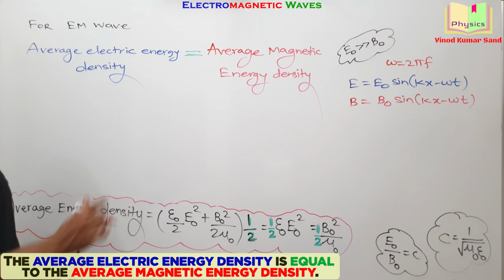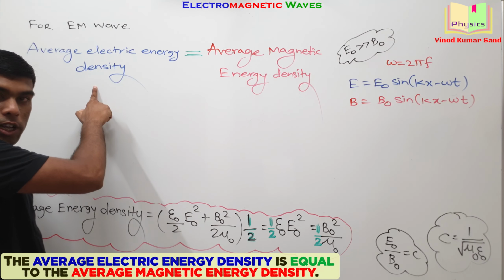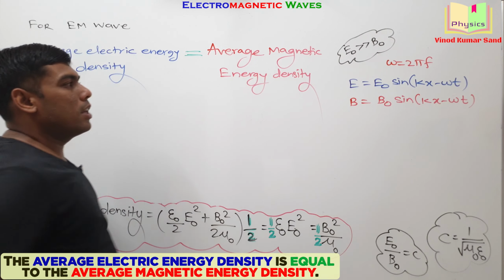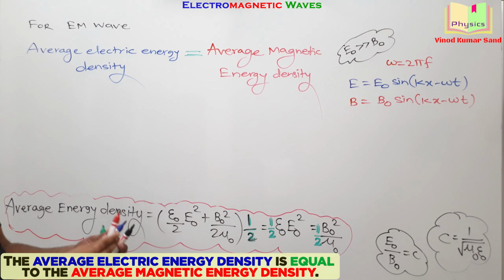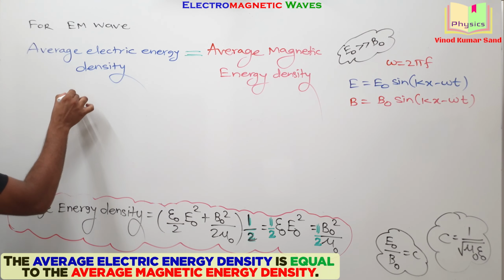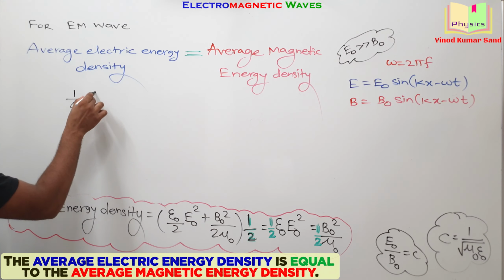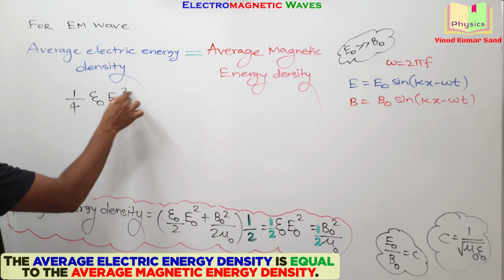I'm going to prove that for an electromagnetic wave, the average electric energy density is equal to the average magnetic energy density. Pay attention. What is the value of average electric energy density here? 1 by 4, 2 and this 2 will make 4, epsilon naught E naught square.